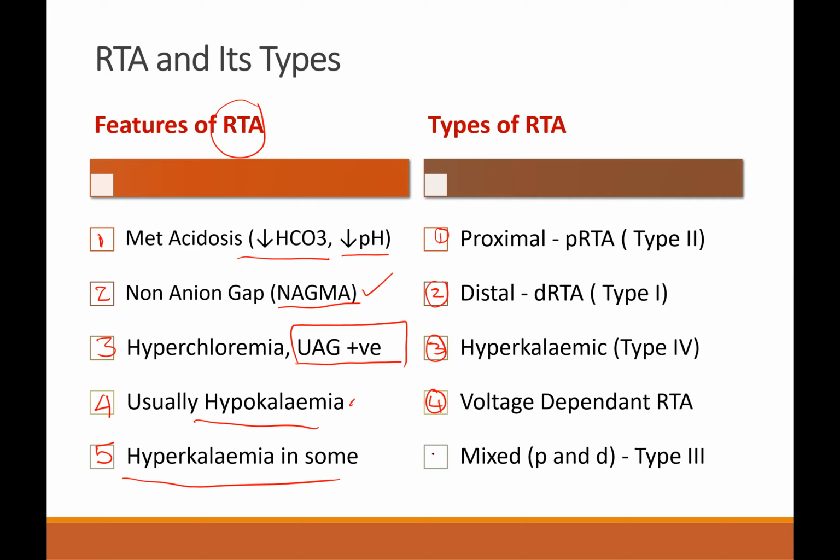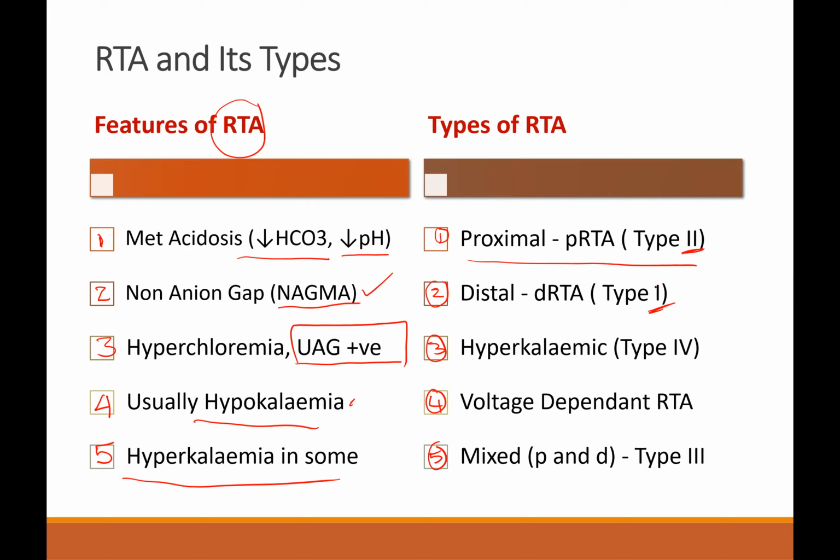4, voltage dependent. 5, mixed type. Okay. Proximal tubular RTA means the mechanisms in the proximal tubule are at fault. We have seen the mechanisms. What are the mechanisms which govern the movement of hydrogen ion and bicarbonate ion in the proximal tubule? Distal tubular acidosis, again the mechanisms in the distal tubule. Proximal tubular acidosis is called type 2 and distal tubule is called type 1.